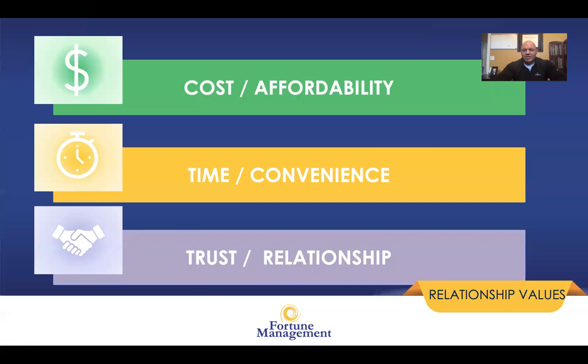Then you've got your relationship values. I mentioned these earlier. Convenience, affordability, and quality or trust, relationship, customer service. Those are the three things that people want. So as a CEO of a dental practice, the number one thing that you ought to be considering in your business plan in general is convenience, affordability, and relationship. So how can I make the services that I offer more convenient, more affordable, and what do I need to do to build relationships with my patients?